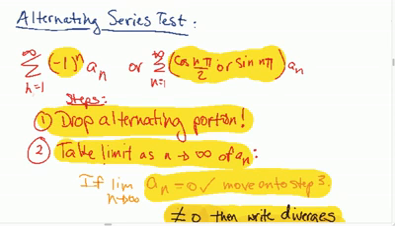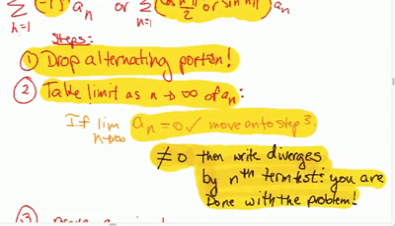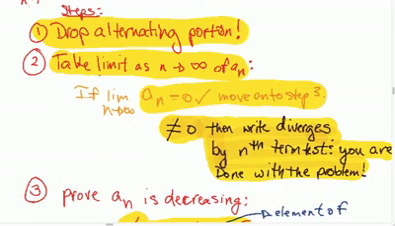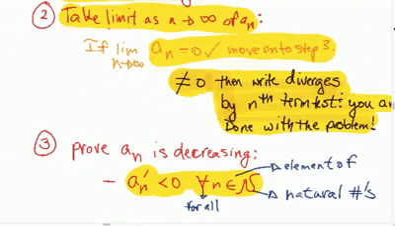Today we're going to be looking at a few examples of alternating series. Again, the steps: drop the alternating part, take the limit as n approaches infinity. If the limit equals 0, move on to the next step and prove it's decreasing. But if it doesn't equal 0, then write down diverges by the nth term test, even though we started out as alternating series test. Okay, so the limit does not equal 0. That's why I tell people when you're doing the two conditions, go ahead and do the limit first, because you might not even have to prove it's decreasing.